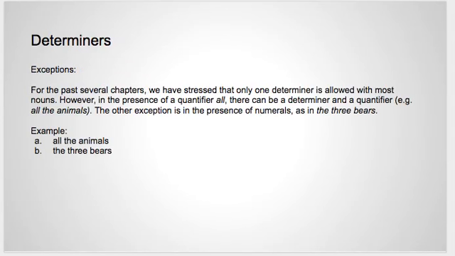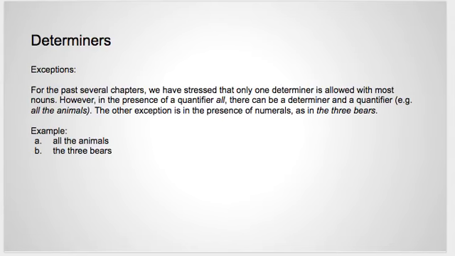Although there are some exceptions. For the past several chapters, we have stressed that only one determiner is allowed with most nouns. However, in the presence of a quantifier, all, there can be a determiner and a quantifier, such as the example, all the animals. The other exception is in the presence of numerals, as in the three bears. Here are the two examples, all the animals and the three bears.